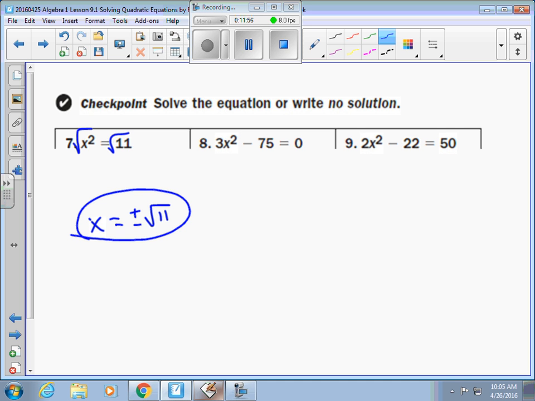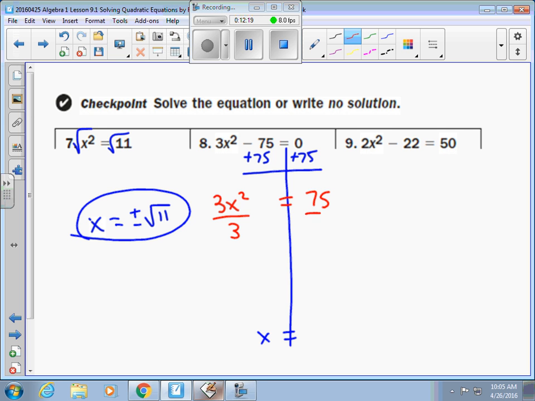Number 8 says 3x squared minus 75 is equal to 0. Again, undo your order of operations. Undo minus 75 by adding 75 to both sides. That leaves you with 3x squared equals 75. Then undo 3 times x squared by dividing by 3 on both sides. That leaves you with x squared equals 75 divided by 3 is 25. Then get rid of x squared by taking the square root of both sides. The square root of 25 is both positive and negative 5.